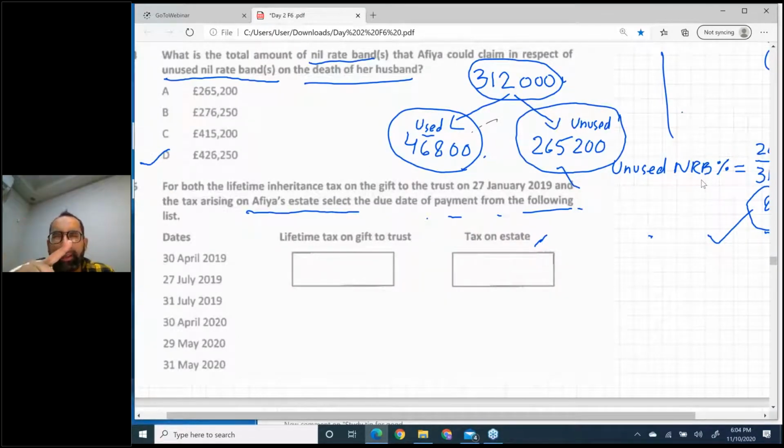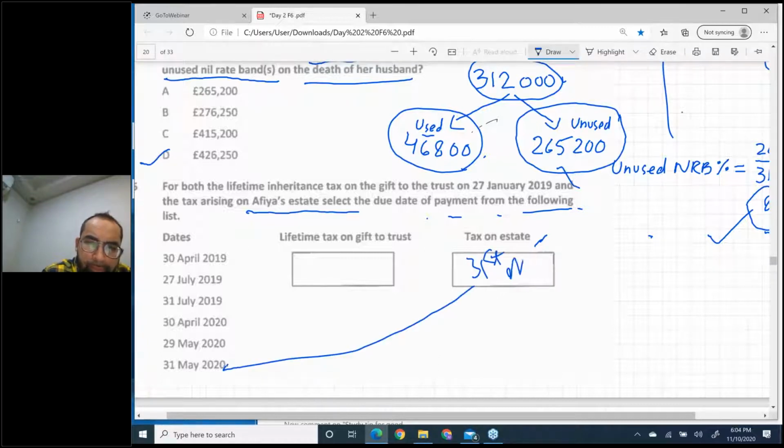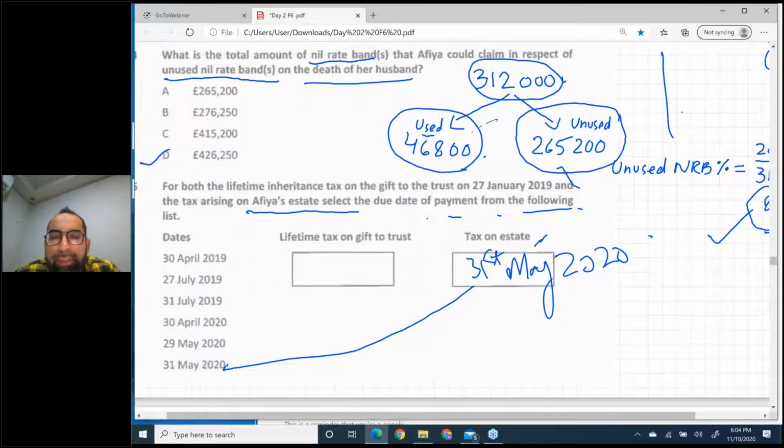Just go to the end of the month of November, that is 30th November, and now count 6 months. After November: December, January, Feb, March, April, and May. So the date is 31st May 2020 for this death estate tax.